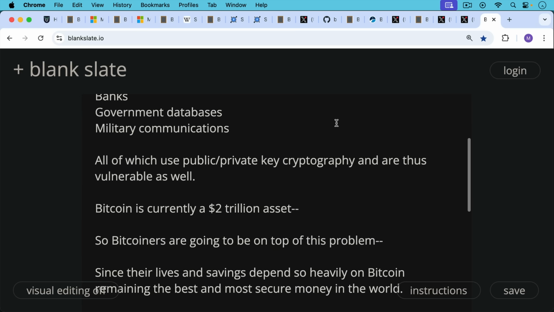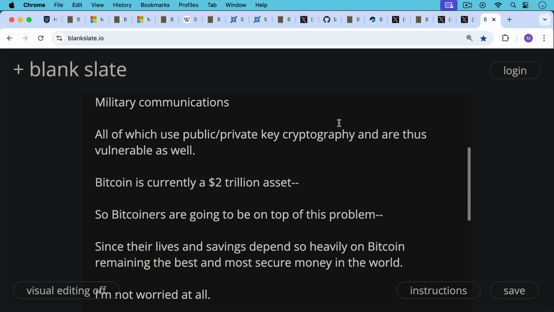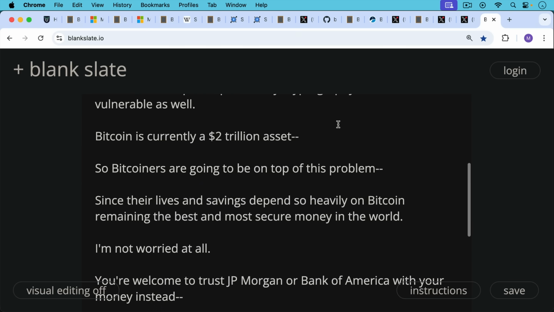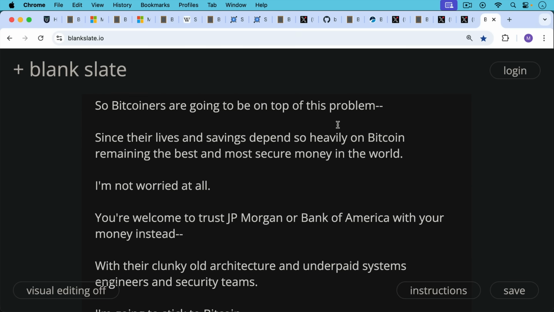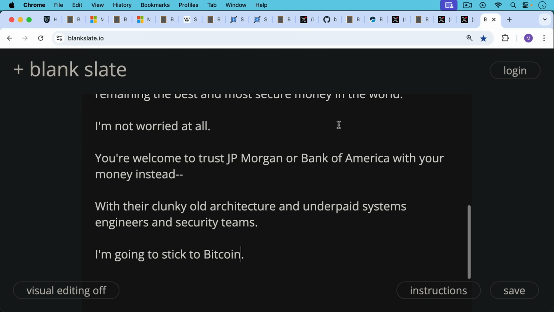Now, Bitcoin is currently approximately a $2 trillion asset. So this is something that Bitcoiners are going to be on top of. They're going to be on top of the quantum computing problem, since our lives and our savings depend so heavily on Bitcoin remaining the best and most secure money in the world. So I'm not worried at all. You're welcome to trust JP Morgan or Bank of America with your money instead, with their clunky old architecture and underpaid systems engineers and security teams. But for me, I'm just going to stick to Bitcoin.